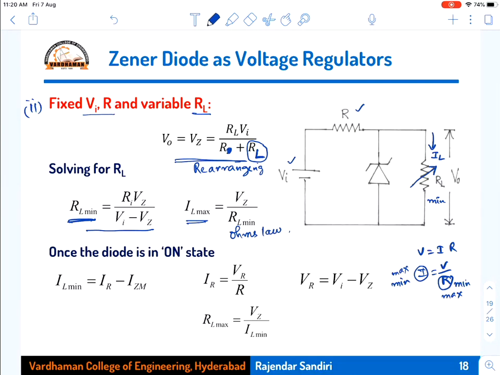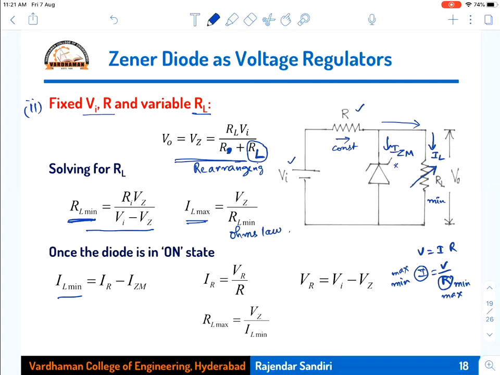Now, once the diode is in the on state, this diode is having some current, right? That current is equal to IZM. And this is the maximum current that is flowing once the diode is on. This is the constant current coming here, and of that constant current, the maximum will go here. The remaining portion coming this side will be the minimum current. So IL minimum is equal to the total current coming from the source, IR, minus the diode current. When the diode is on, the maximum current will go into this diode, that is called IZM.